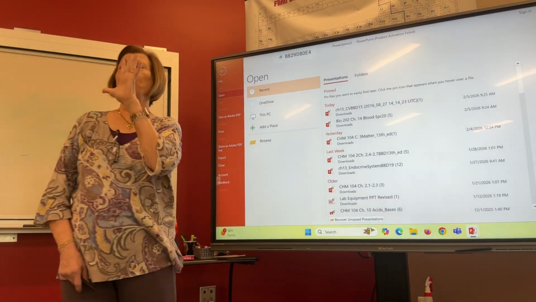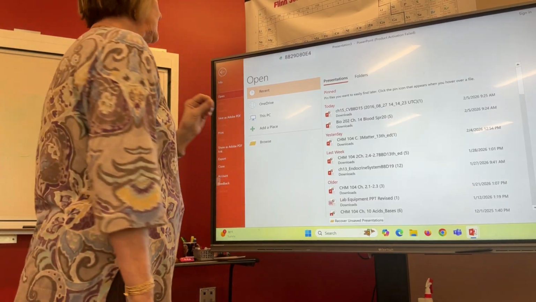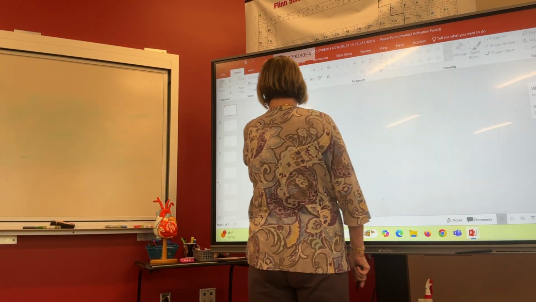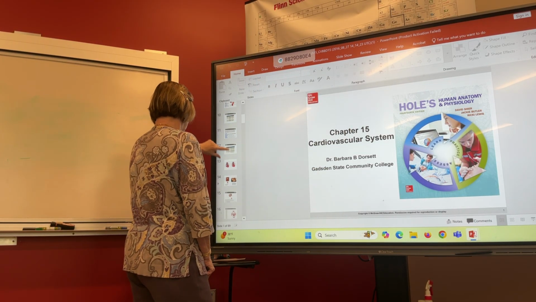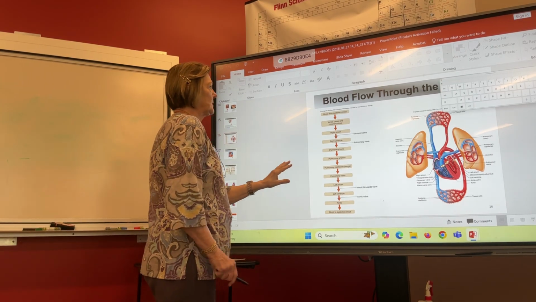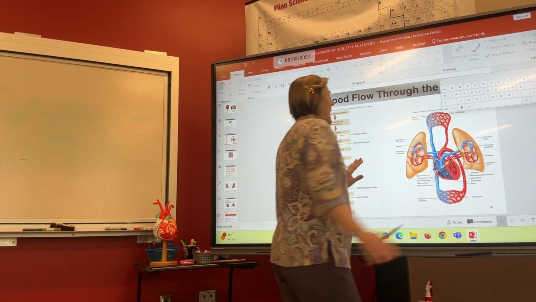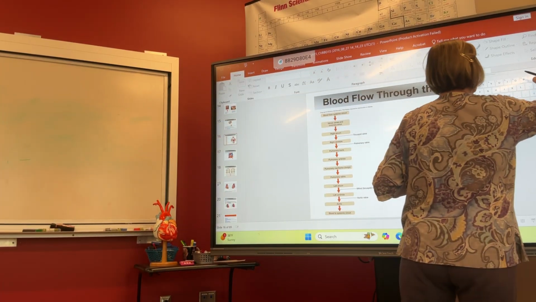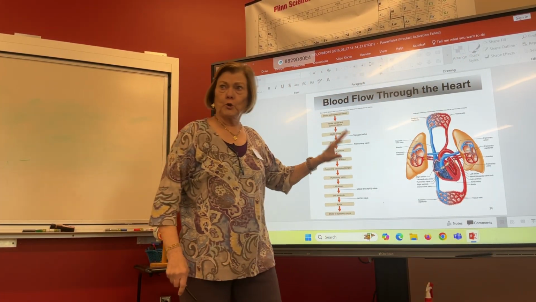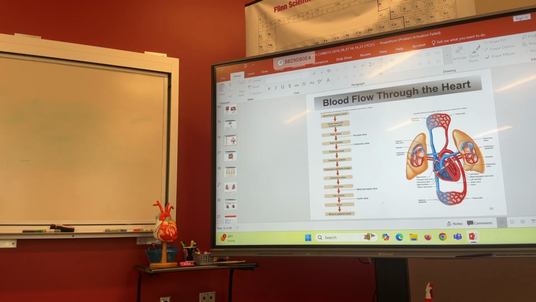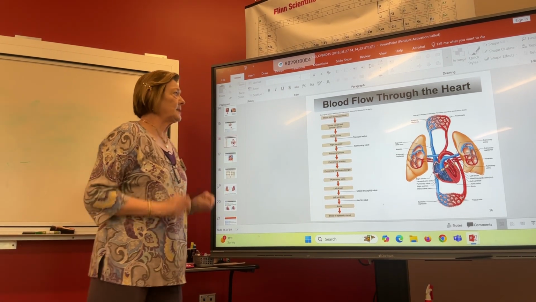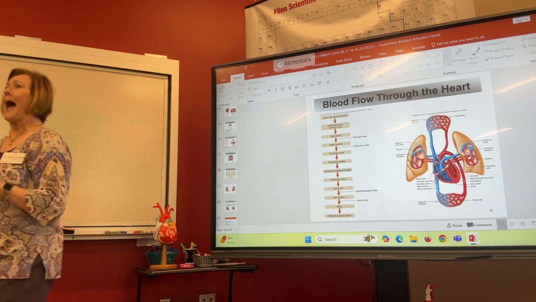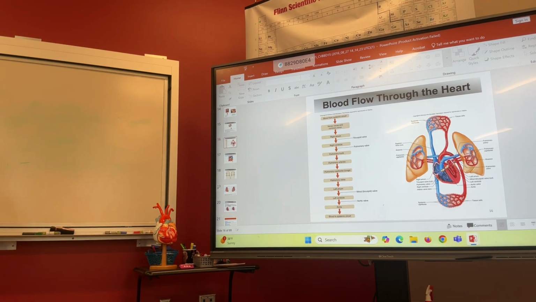So it's chapter 15, slide 16. But I'm very specific on how I want it done, of course. What slide did you put? Chapter 15, slide 16, and this is the pathway of blood through the heart.